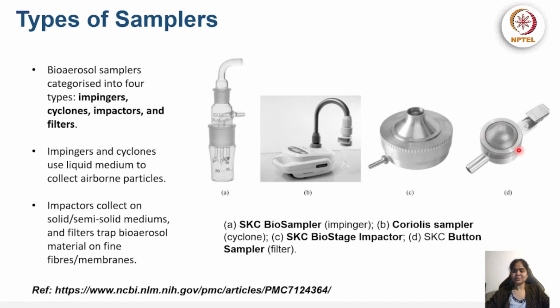So this is a filter based sampler, and here you see this small mesh kind of thing in which the air will get collected, and the filter will collect all the particles on it. So these are the 4 different samplers which we could use. Again, one important thing to notice here is that these samplers sometimes come with a cutoff value. It can be for PM 2.5 or it can be for PM 10. So again, it totally depends on our objective.